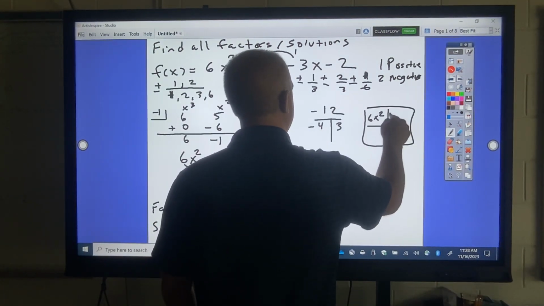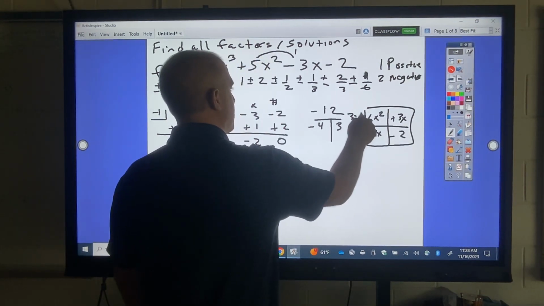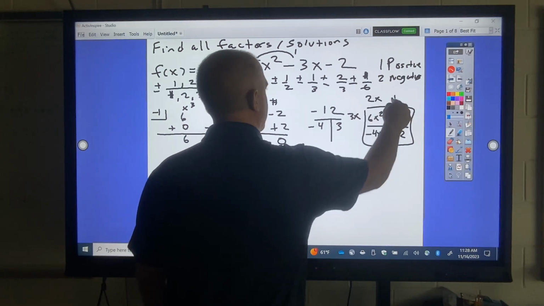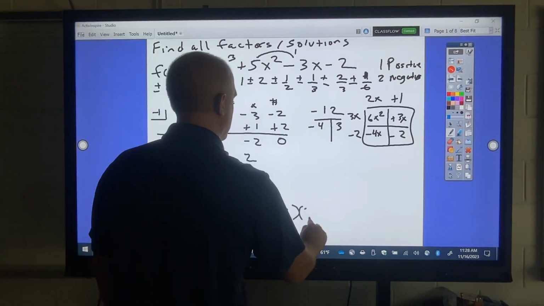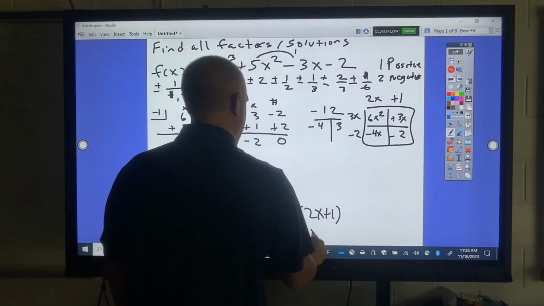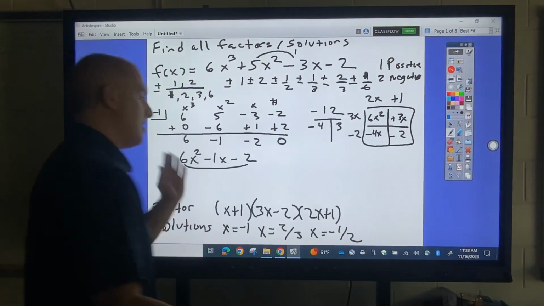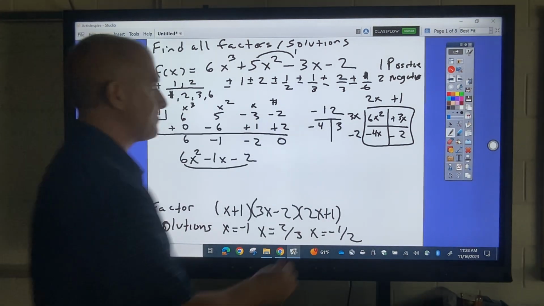6x squared minus 4x plus 3x minus 2. GCF would be 3x, that would be 2x, that would be 1, that would be -2. So 3x minus 2, 2x plus 1. That's going to be x equals 2/3, x equals -1/2, and I'm done. That's it. So I was given nothing, and that's how I was able to factor it.